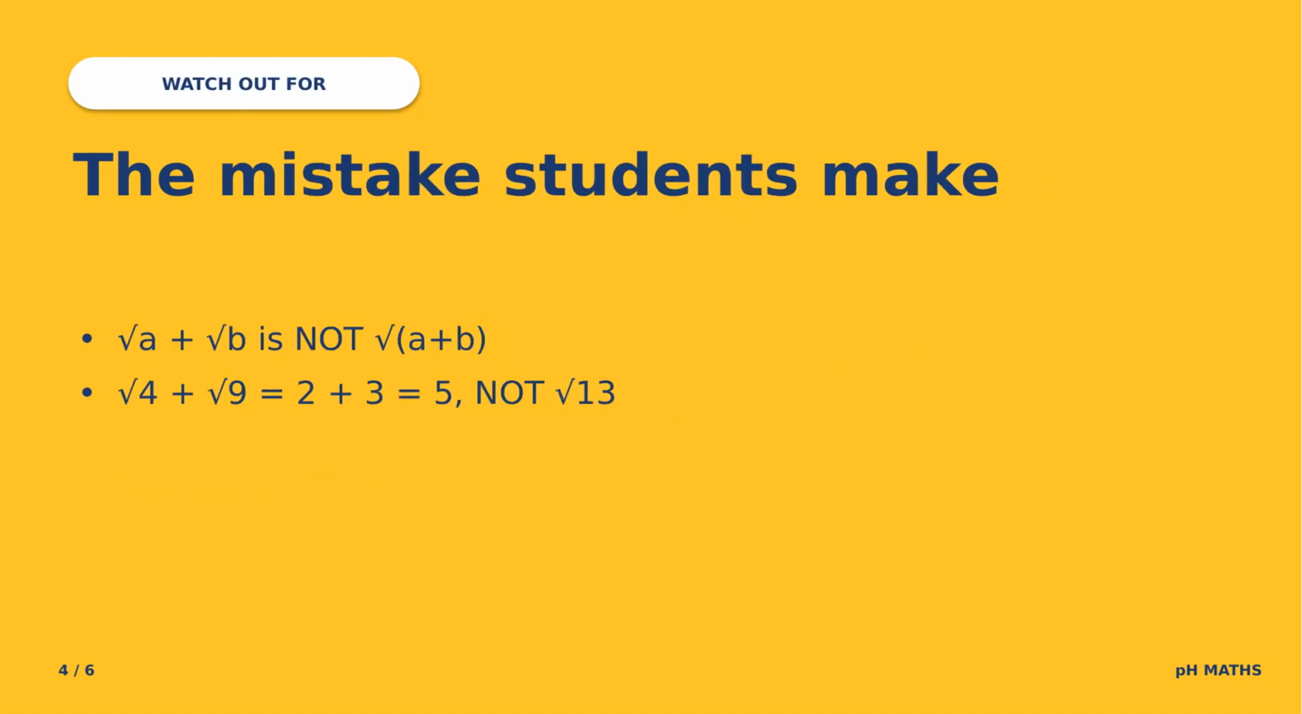Classic mistake. Root A plus root B is not equal to root of A plus B. Try it on numbers. Root 4 plus root 9 equals 2 plus 3 equals 5. But root 13 is about 3.6, completely different. You can't combine surds across addition. Multiplication and division, yes. Addition, subtraction, no.